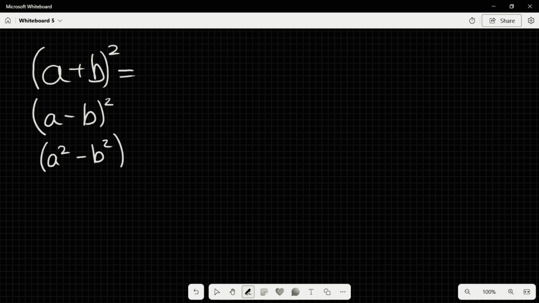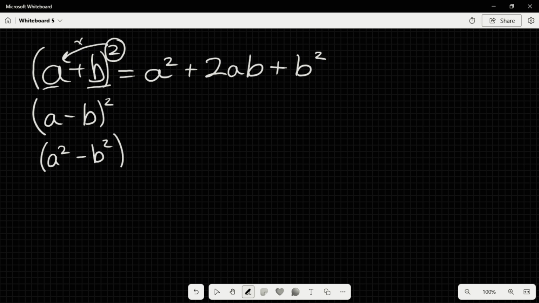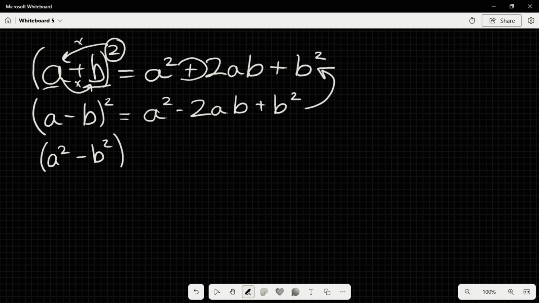For a plus b squared, this is equal to a squared plus 2ab plus b squared. So we simply square a and we square b, and then we take 2 times a times b. For the second one, we have a squared minus 2ab plus b squared. Very similar to the first. The only difference is that this transfers from a plus to a minus.